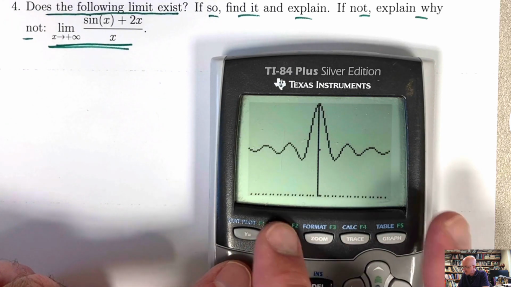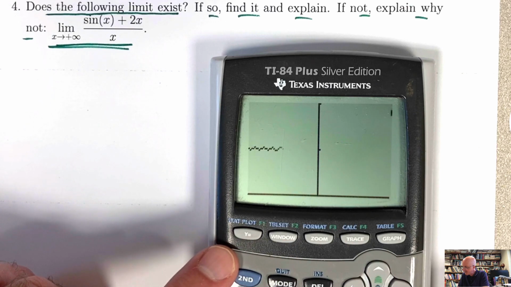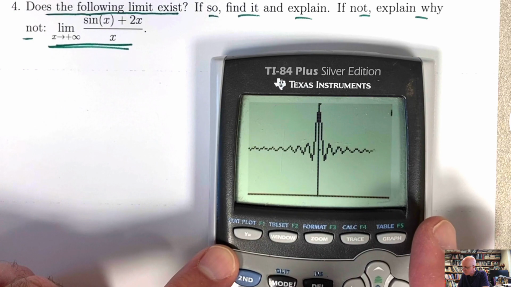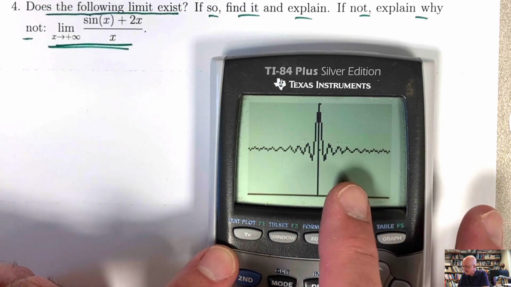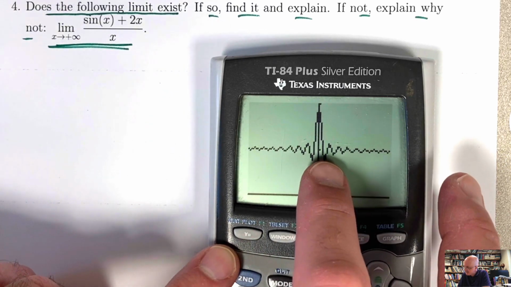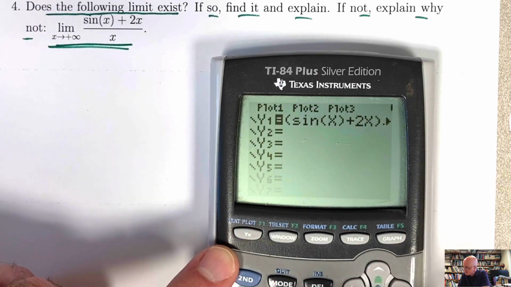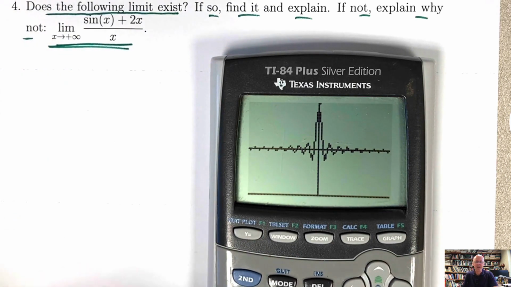Let's go back to the window and try negative 50 to 50. There are small oscillations there. But they're definitely getting smaller and smaller. Does this have a horizontal asymptote? Does it have a limit in spite of the oscillations? It looks like that's a 2 there. Looks like maybe at 2. Draw that horizontal line. It's approaching that line, it seems, as x goes to plus or minus infinity.